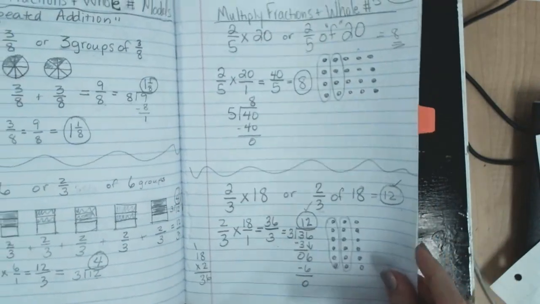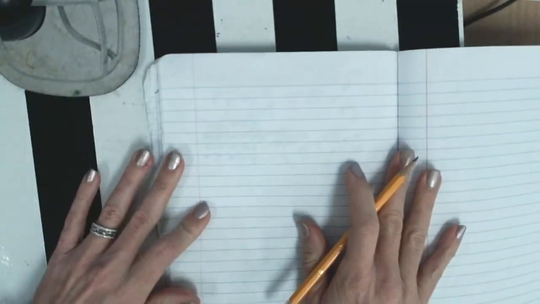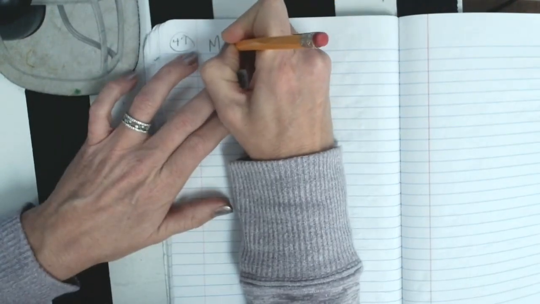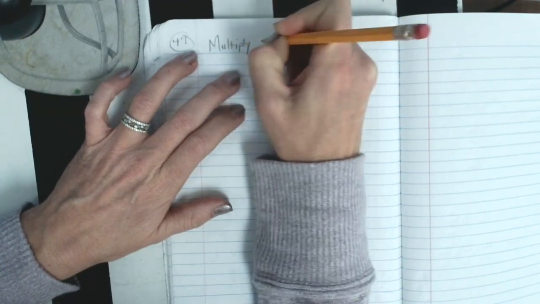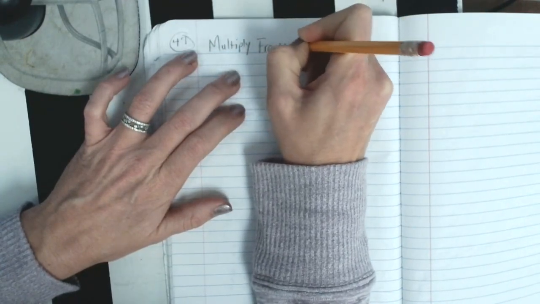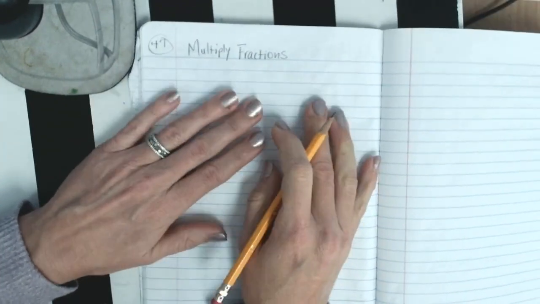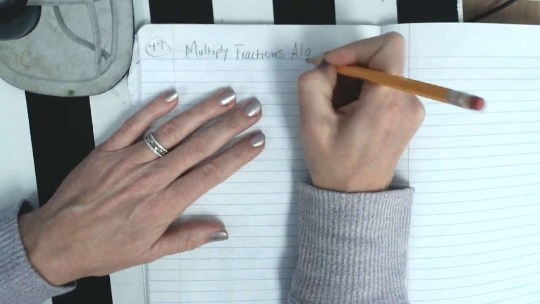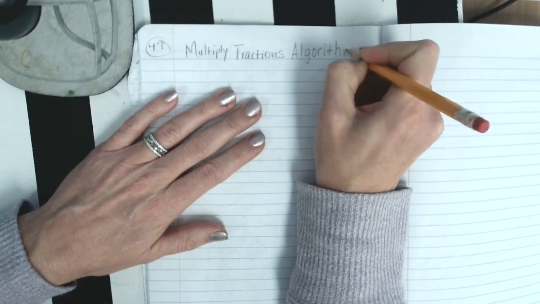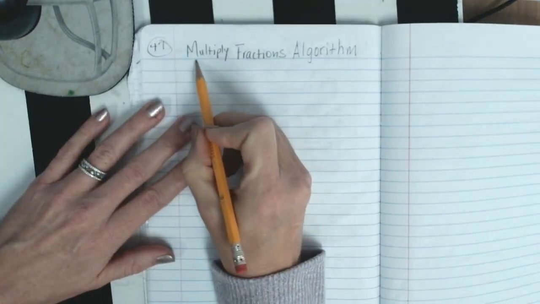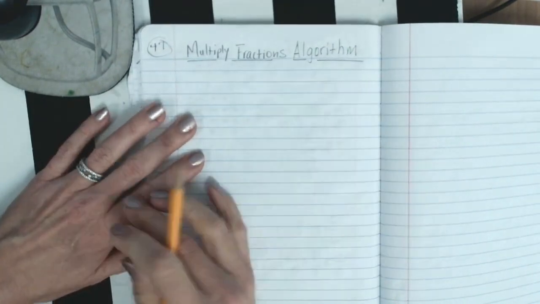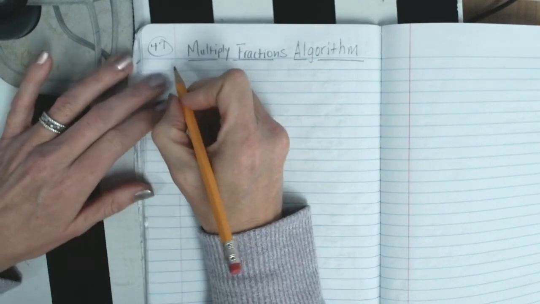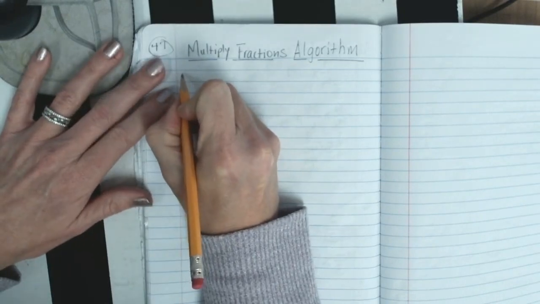All right. Let's open our book up to page 47. This is multiply fractions, and today it's all about the algorithm that I've already taught you. Algorithm. Multiply fractions, algorithm. All right, so let's get those steps down to our algorithm and then do two examples together.